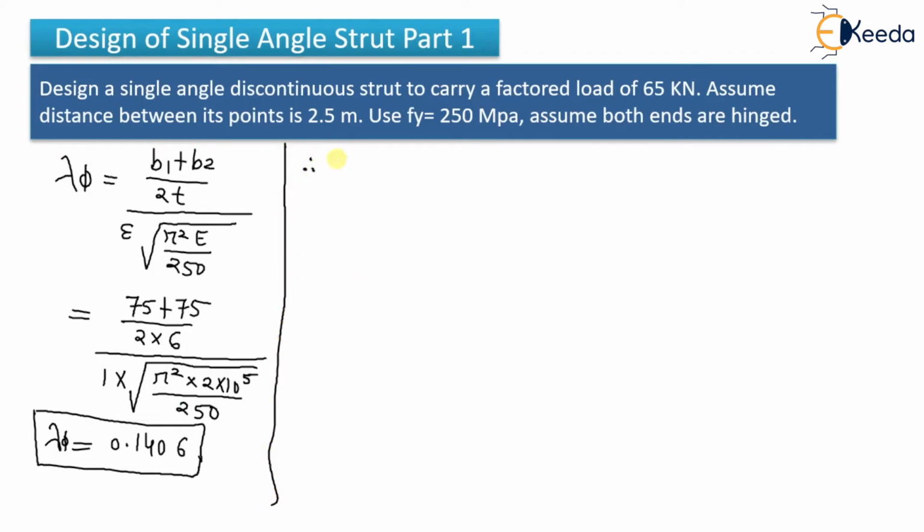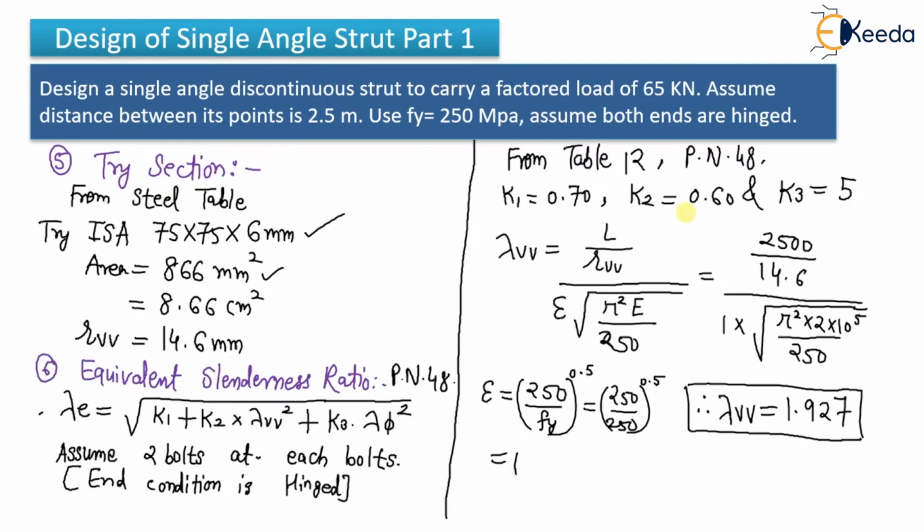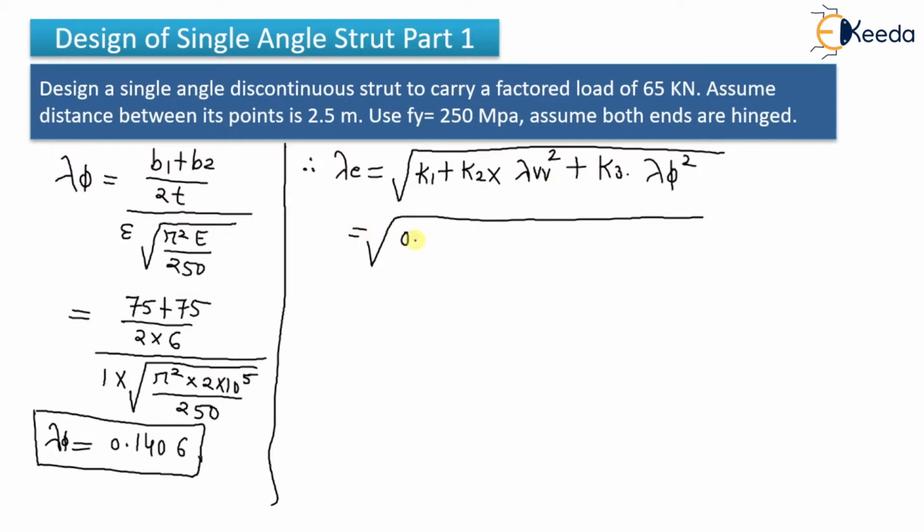So therefore I'll write lambda E is equal to, I'll again put the formula here for your better understanding, K1 plus K2 into lambda VV square plus K3 into lambda phi square. Now what was the value that we calculated for K1? We have taken it from the table. K1 is 0.70. So I'll put 0.70.